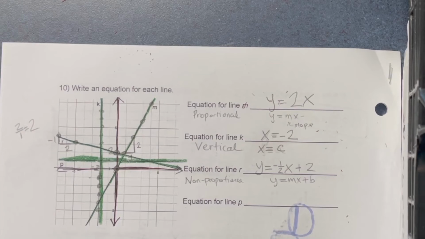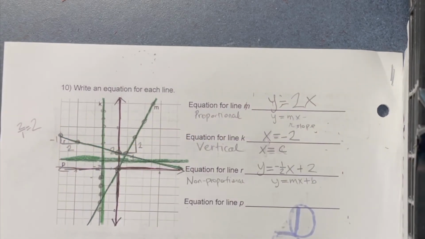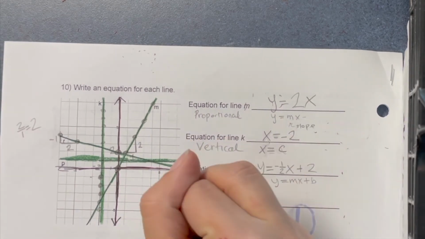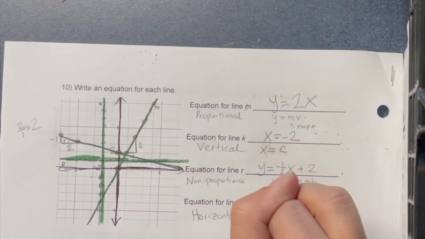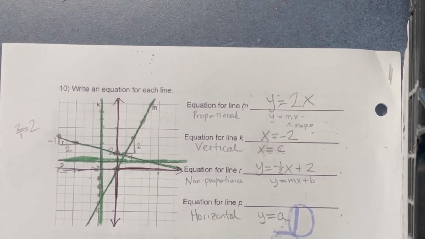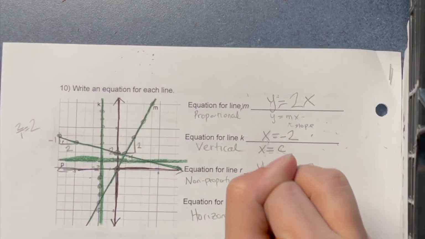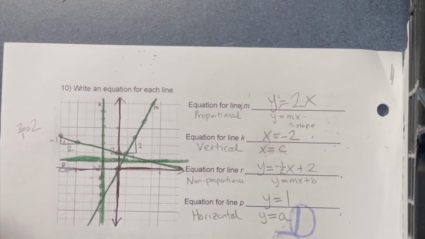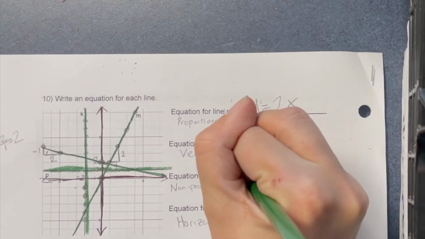And finally, we want to write an equation for line P. Okay, line P is right here. That is 1 unit above the origin. This is a horizontal line. For horizontal lines, the general form of the equation is y equals a, where a is the y coordinate for every point on the line. And this is right at 1, so we get y equals 1. Okay, so these are the equations for the line.